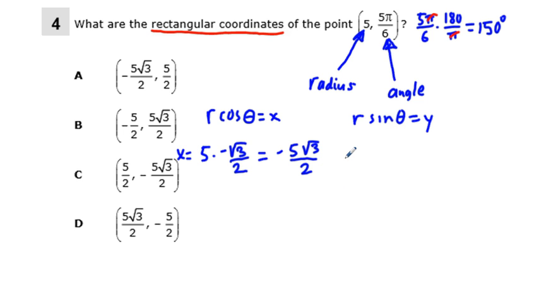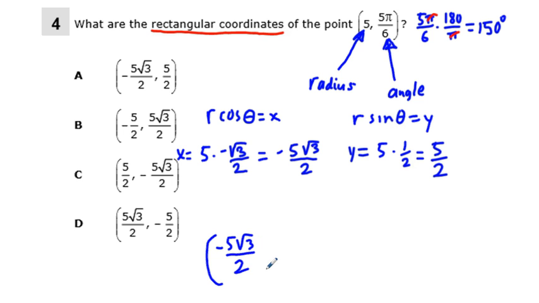And then y is equal to 5 times the sine of 150 degrees, which I know is 1/2, so that will simplify to 5 over 2. So rewriting this as a coordinate pair, I'm going to do this below. We're going to write negative 5 square root of 3 over 2, comma 5 over 2. And where do I see that? We see that right here, answer choice A.